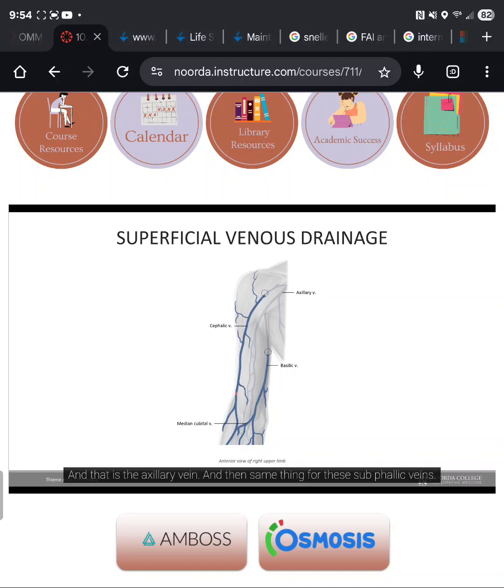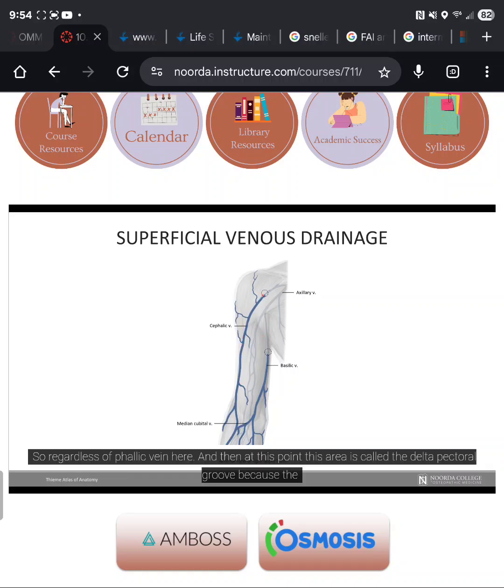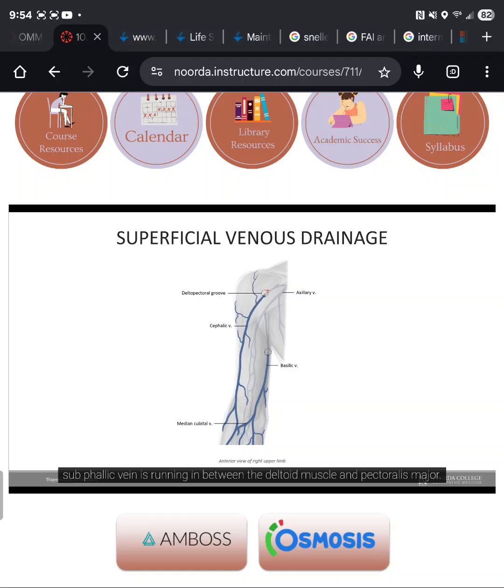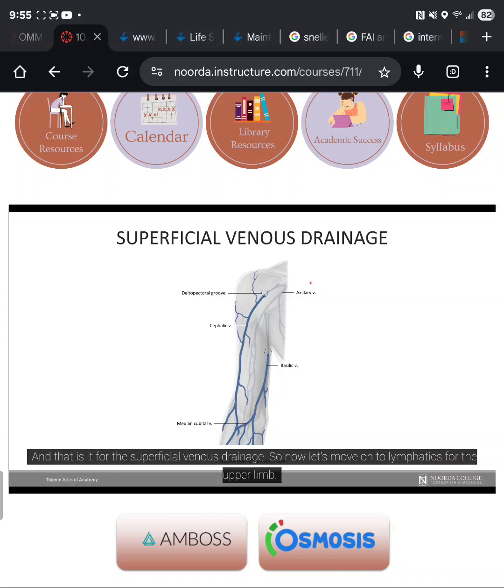And then same thing for the cephalic vein. So we've got the cephalic vein here. At this point, this area is called the deltopectoral groove because the cephalic vein is running in between the deltoid muscle and pectoralis major. And then at that point, it's going to also dive deeper and join the axillary vein. And that is it for the superficial venous drainage.